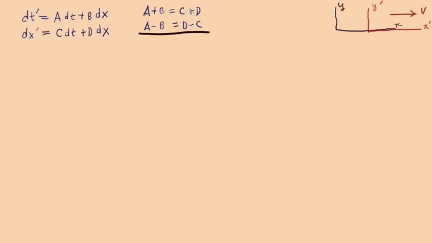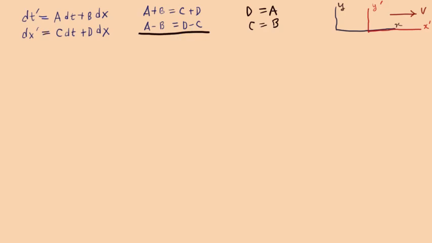So you can add these two equations up, and then the left-hand side will become 2A, right-hand side will become 2D. So what that means is D equals A. You can also subtract these equations, and then you get 2B equals 2C. So that means C equals B. Okay, so those are the answers. Those are the solutions of this set of equations.